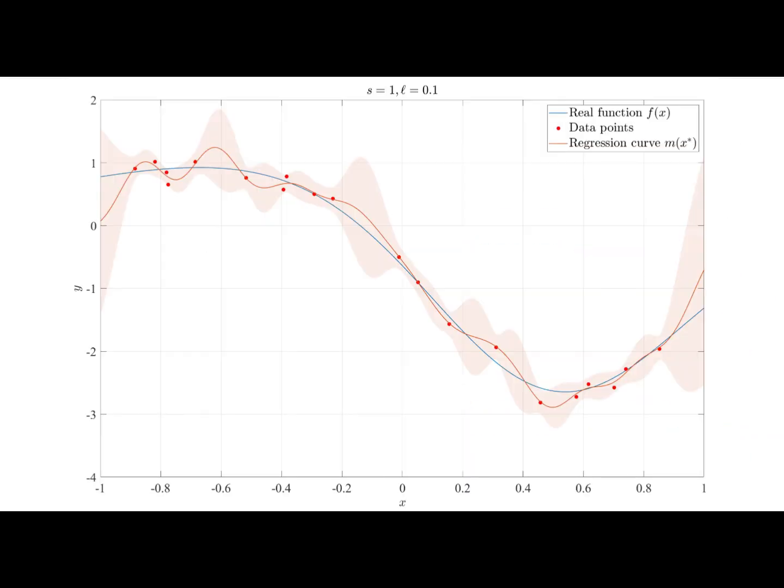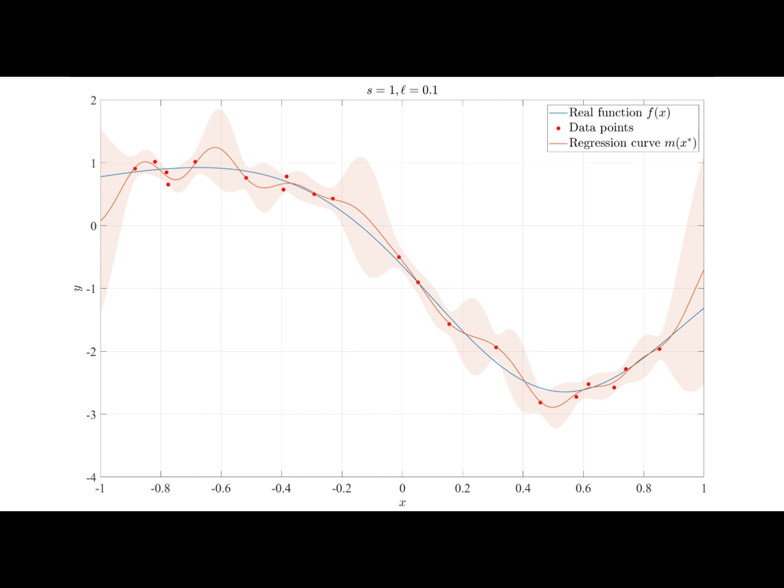Here's a code example that I've written up in MATLAB. The blue curve is the real underlying function f of x. The red points are the observed sample values with noise. The orange curve is the estimate m of x star. And the orange shaded area is the 2 sigma confidence interval of our estimates.